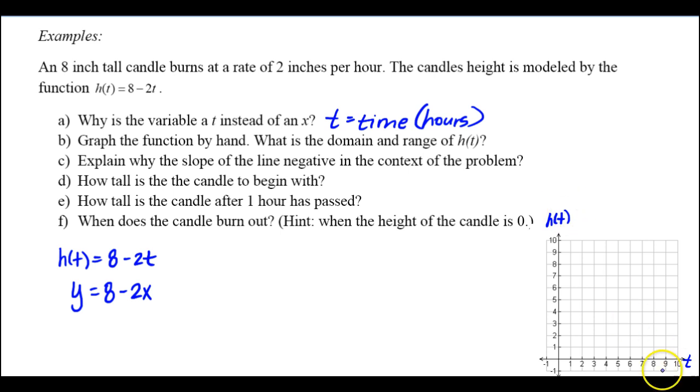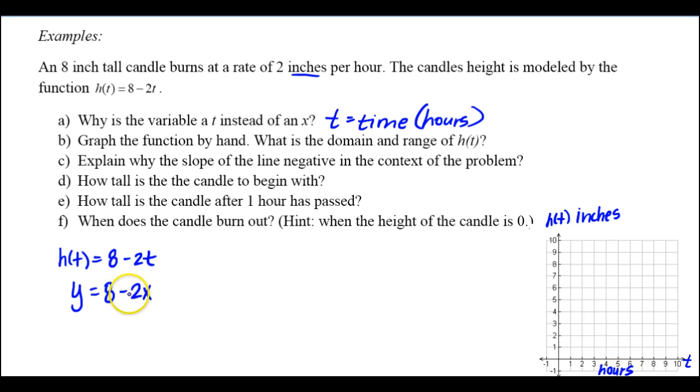I'm also going to put my units there. On the horizontal axis, I have time, which was in hours, and on the vertical axis, I have h of t. h of t is the candle's height. So what are the units of height? We look to inches. The units of height here are inches. So vertical axis units are inches, the horizontal units are in hours.